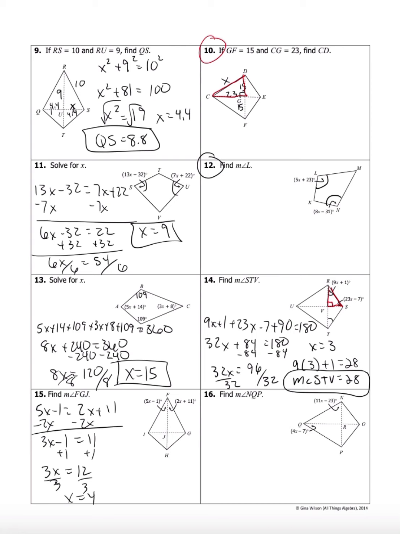So what are we trying to find here? I haven't even looked yet. I'm going to find FGJ, this angle right here. So if I'm looking at this triangle, I know that this is a right angle. Now that I have x, I could plug that in. Okay, so I'm going to do that. 2 times 8 is 16, plus 11 is 27.